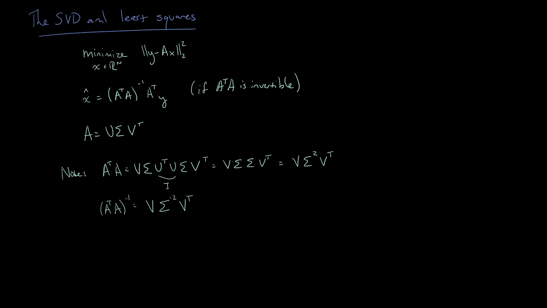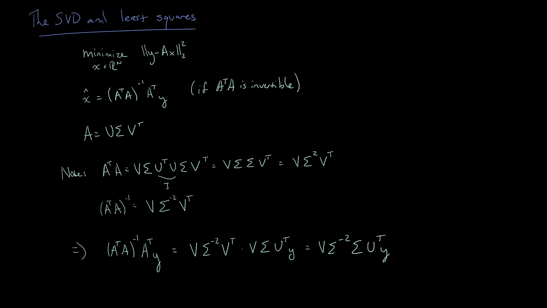So if we use this fact, we can re-express our previous least squares solution as V times sigma to the minus 2 times V transpose times V times sigma times U transpose times Y. So again, V transpose V is the identity, and we're left with sigma to the minus 2 times sigma, which is just sigma to the minus 1. And this gives us this simple form of V sigma inverse U transpose Y. So an equivalent way to write the solution to the least squares problem is just that x hat is V times sigma inverse times U transpose Y.